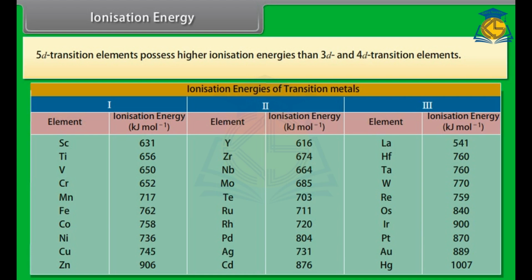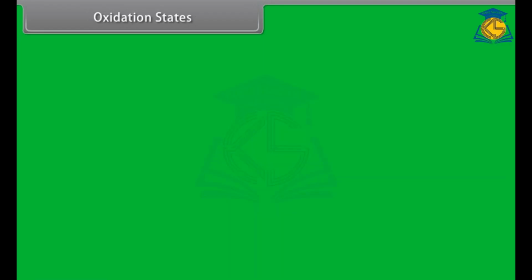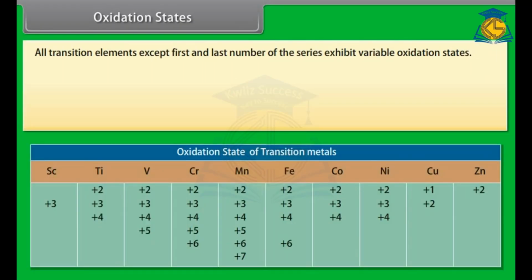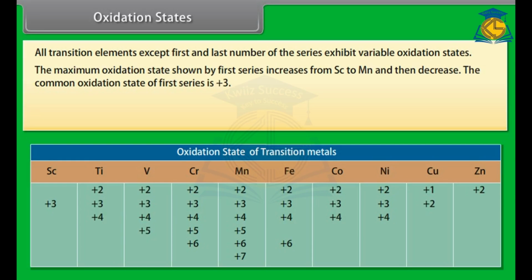This is due to the greater effective nuclear charge in these elements because of the ineffective shielding of the nucleus by 4f electrons. Oxidation states. All transition elements except the first and last member of the series exhibit variable oxidation states. The maximum oxidation state shown by the first series increases from scandium to manganese and then decreases.